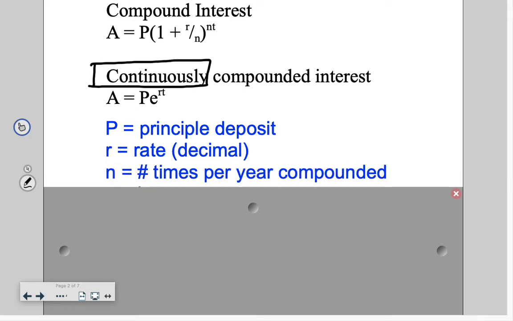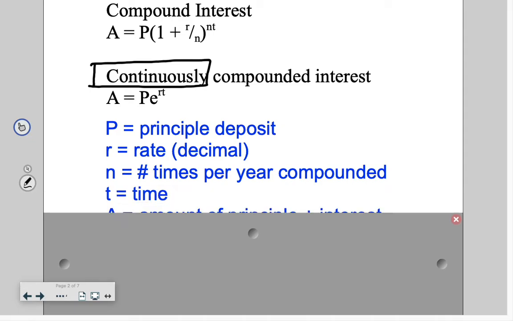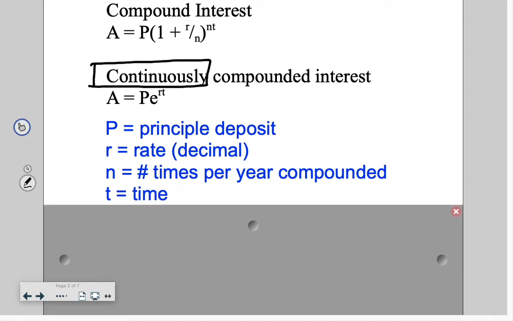N in the top formula is the total number of times that you're compounding per year. So again, quarterly would be 4 times a year, monthly would be 12 times, daily would be 365 times, and so on. T is the amount of time.